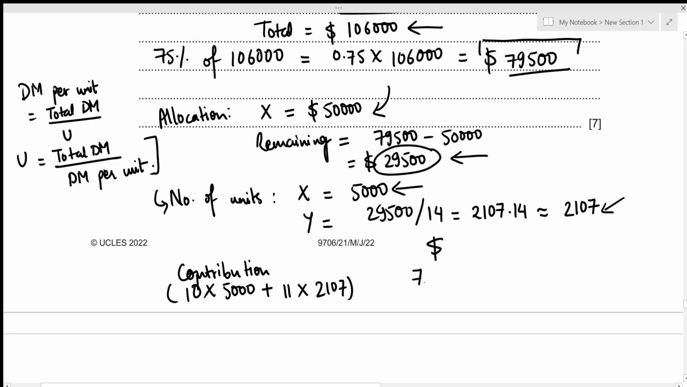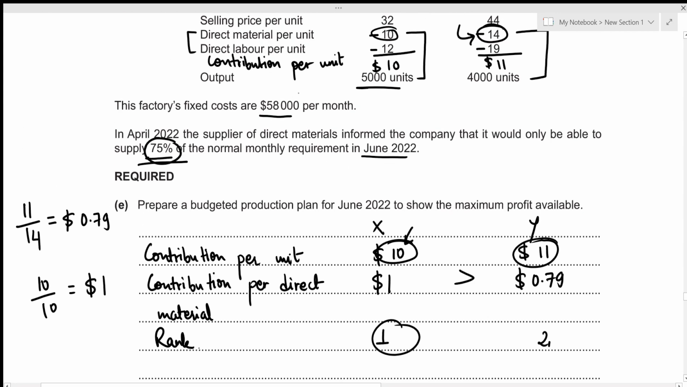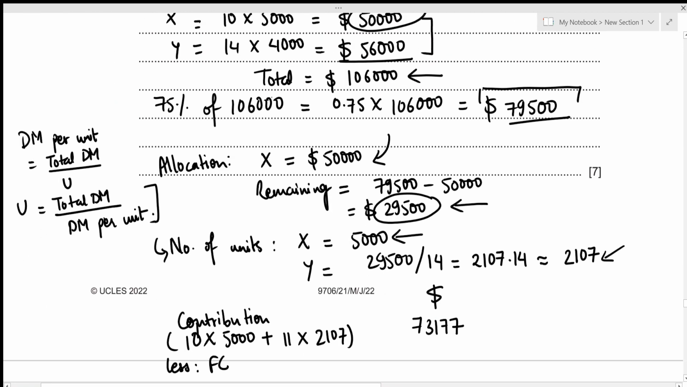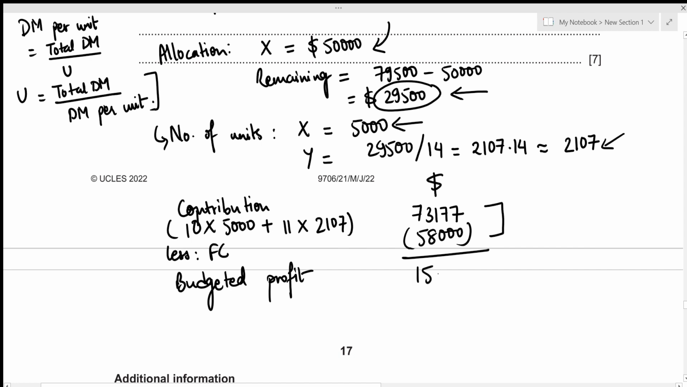And this gives the total contribution, 10 times 5,000 plus 11 times 2,107, which results in the value of 73,177. And now we just need to subtract all of our fixed costs in order to figure out the budgeted profit. And we were told that the factory's fixed costs are 58,000, so let's subtract it. That gives our budgeted profit to be 73,177 minus 58,000, which results in the value of 15,177. And this concludes the fifth part of this question. Now we can move towards the sixth one.